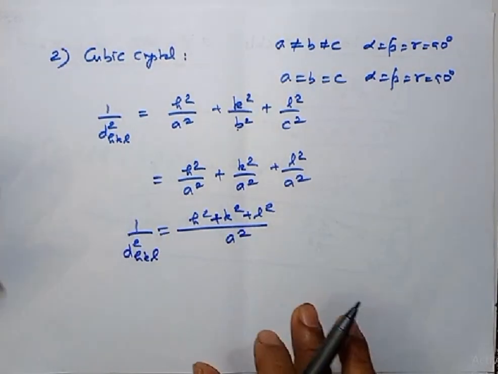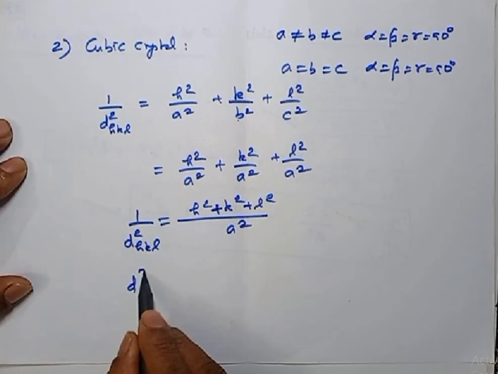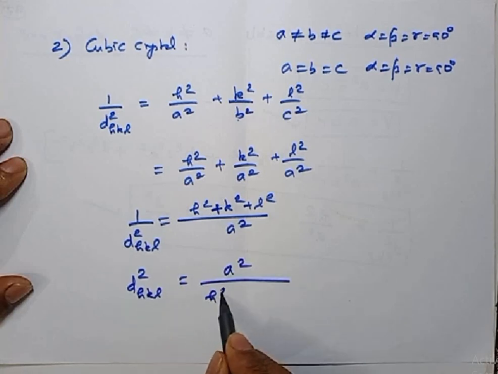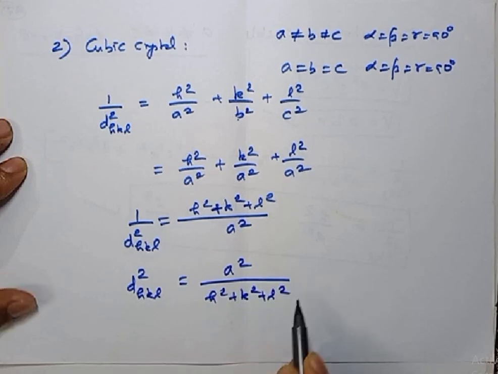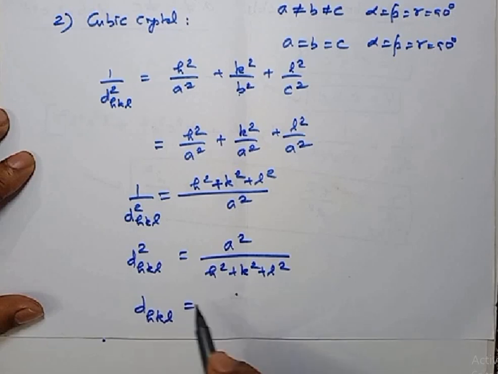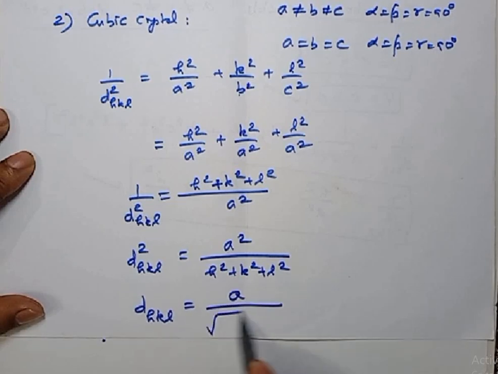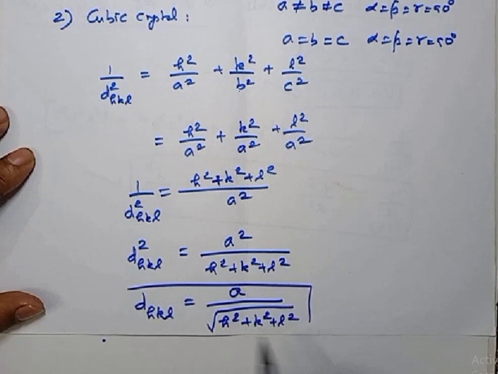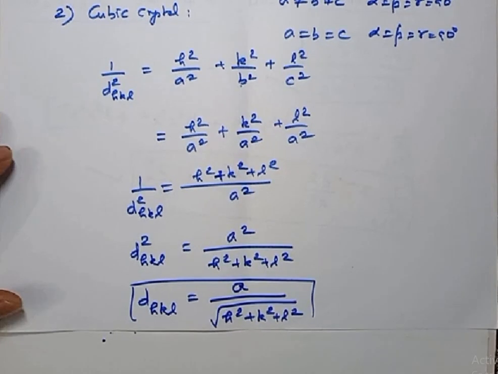Now take the reciprocal. So d square HKL equals a square by h square plus k square plus l square. Now if you take the square root, you will get the interplanar distance between similar HKL planes, equal to a by the square root of h square plus k square plus l square. Yes, this is the interplanar distance between two adjacent similar planes in cubic crystals. Okay, take down.